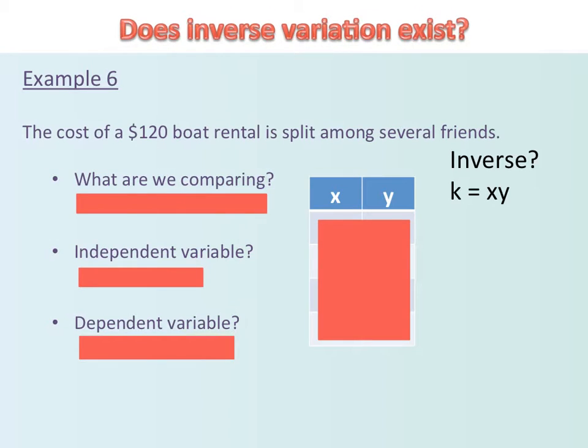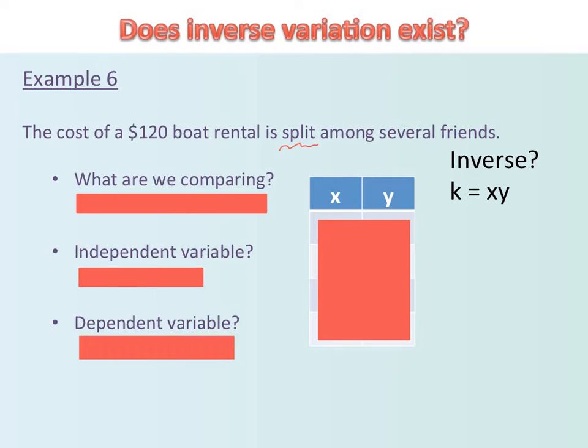Okay, so we have the word problem that says the cost of a $120 boat rental is split among several friends. As we start seeing more word problems, that word "split" is actually going to be your clue that it's inverse variation. What's going to help in this kind of problem, because this might show up and it would say, is this direct or inverse variation, and write the equation.